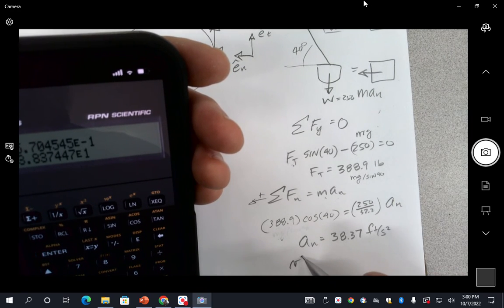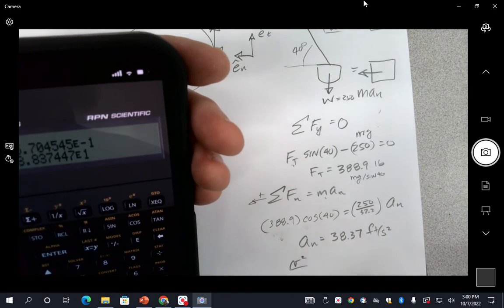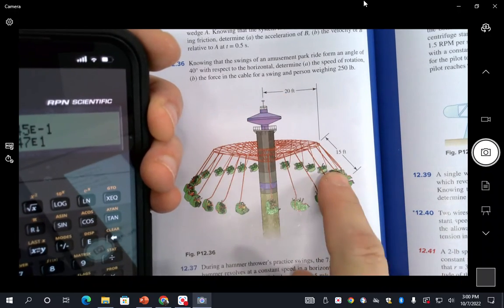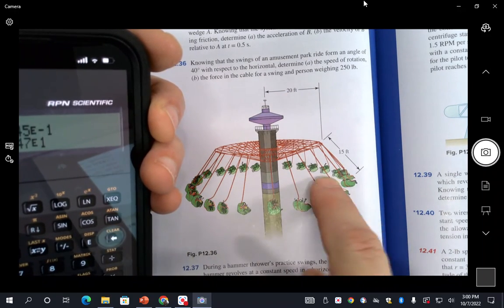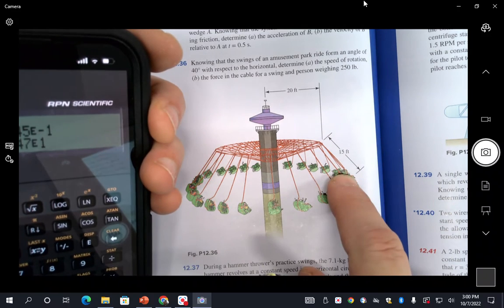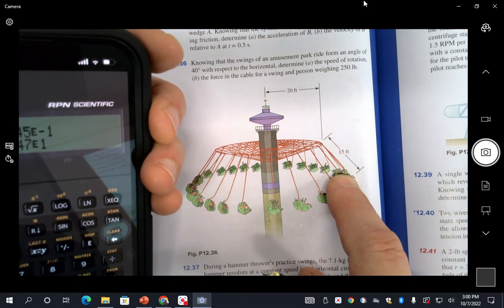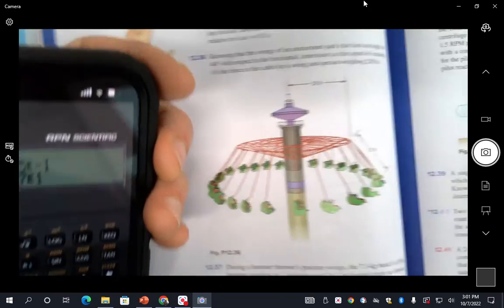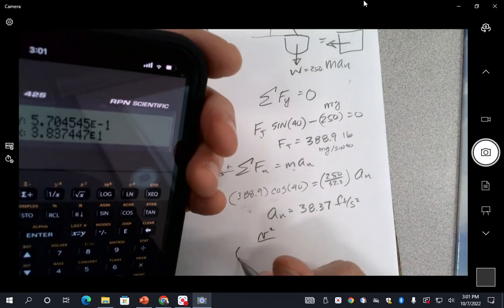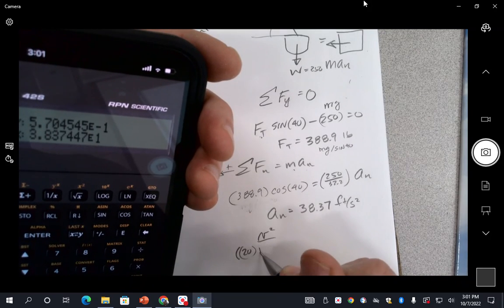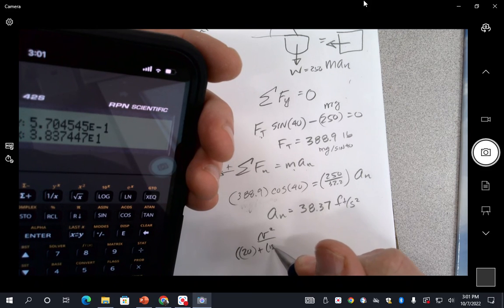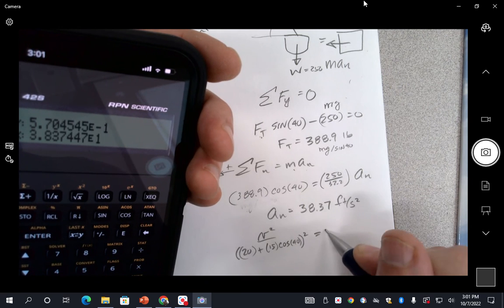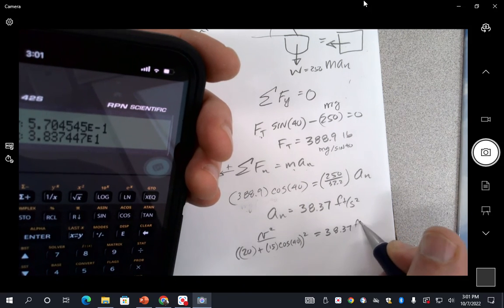But now we can find what the v squared over the radius is going to be. Got to be careful. The radius is the only difference in this problem. It's going to be 20 feet plus 15 times the cosine of 40 degrees. That's the radius from here to the center, the radius that we would use right in here. So 20 plus 15 times the cosine of 40 degrees, and v squared over that radius equals 38.37 feet per second squared.